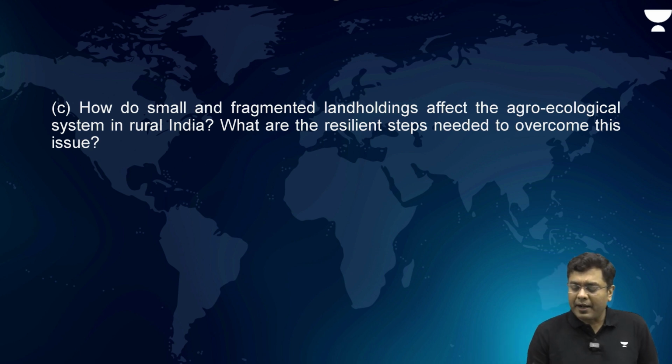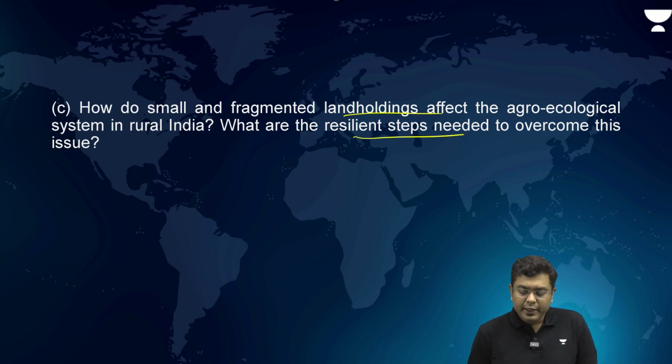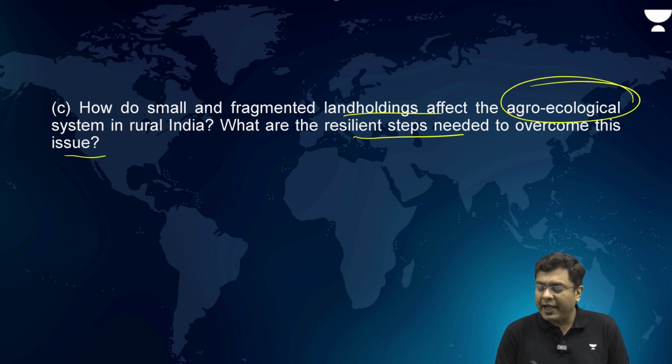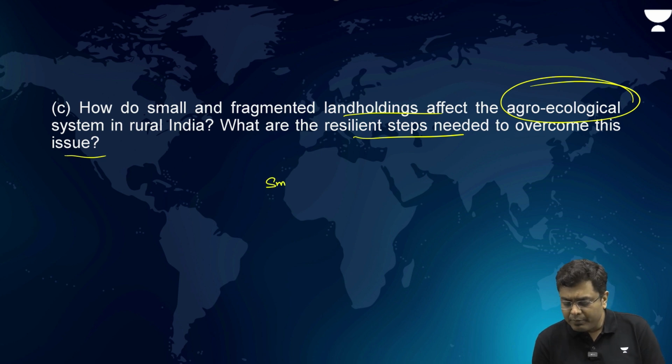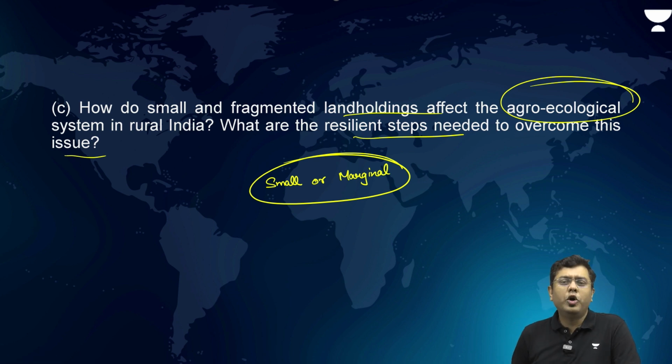How do small and fragmented land holdings affect the agroecological system in rural India? What are the resilient steps needed to overcome this issue? Fragmented land holdings, how do they affect the agroecological system? The majority of the farmlands in our country, farmers in our country, belong to either the category of being small or marginal, isn't it? Majority of the farmers are either small or marginal. Almost 86.7% to be precise.